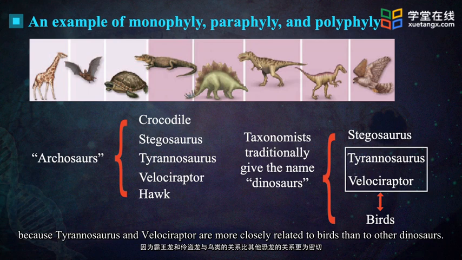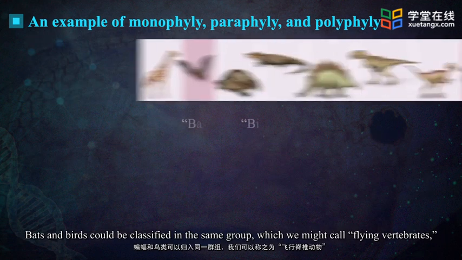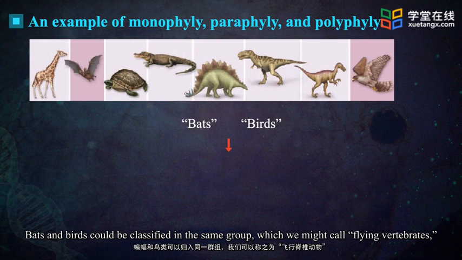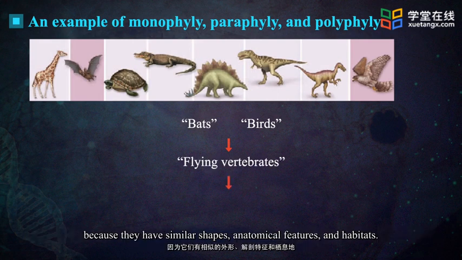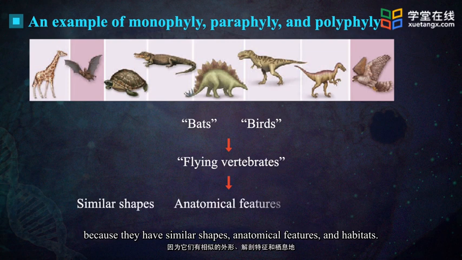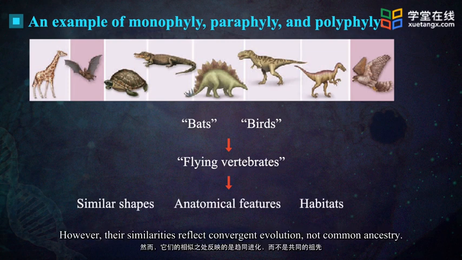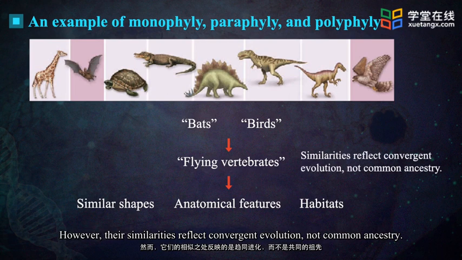Bats and birds could be classified in the same group, which we might call flying vertebrates, because they have similar shapes, anatomical features, and habitats. However, their similarities reflect convergent evolution, not common ancestry.